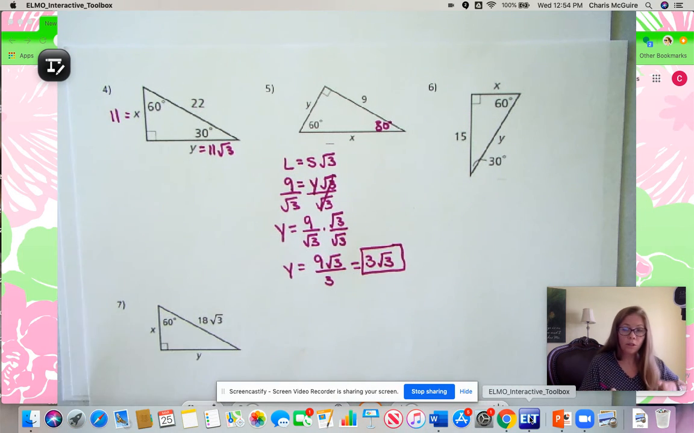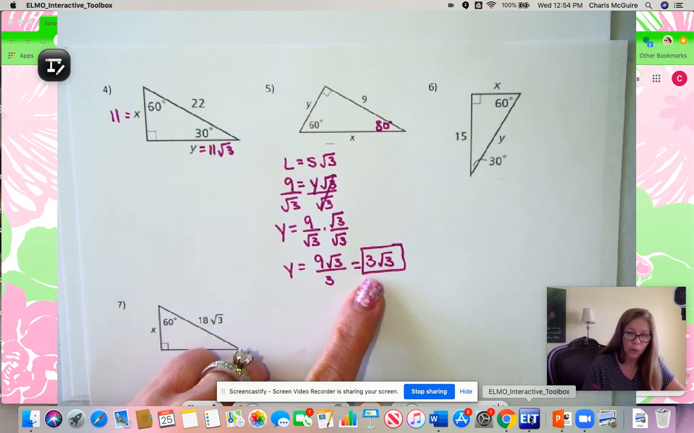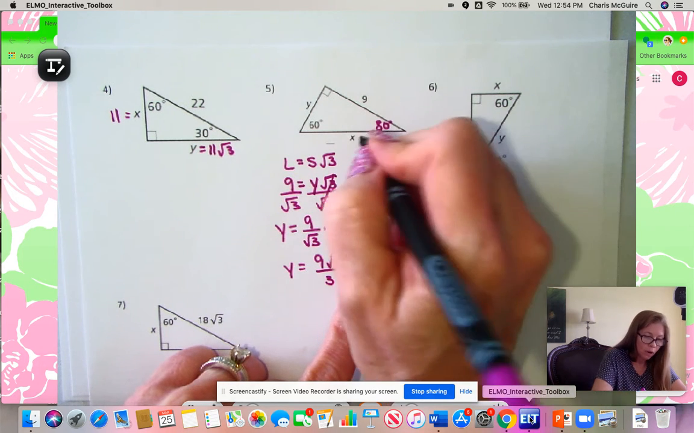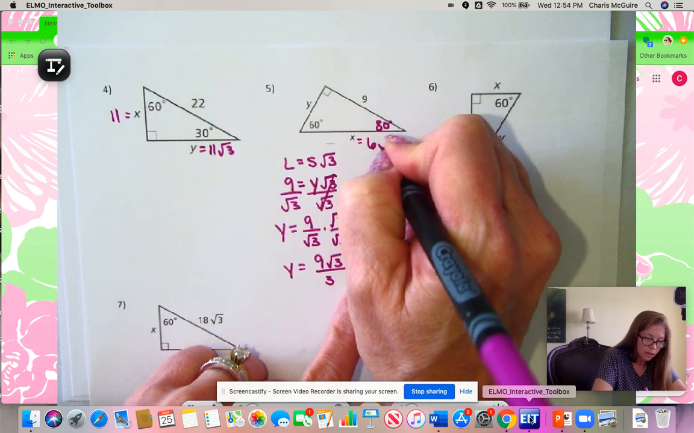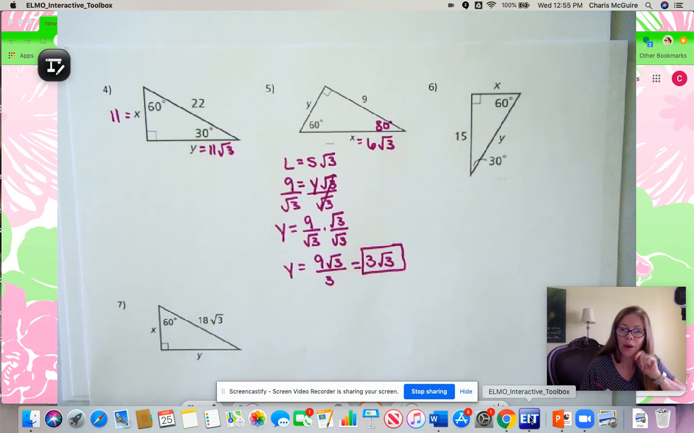All right, so once you have the short leg, go ahead and find the hypotenuse. Did you get it? You're just going to double this answer, right? And how do we double that? We're just multiplying by 2. So it's 2 times the 3 outside of the radical. So our hypotenuse is 6 square root of 3. Okay, you go ahead and try number 6 on your own. See if you can come up with the x first, because that is the shorter leg.